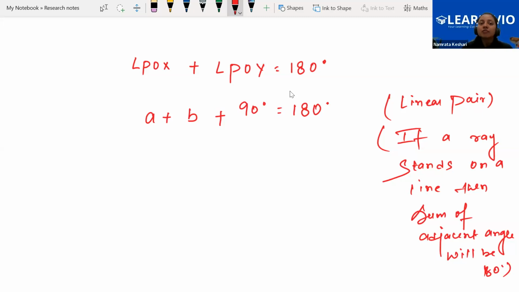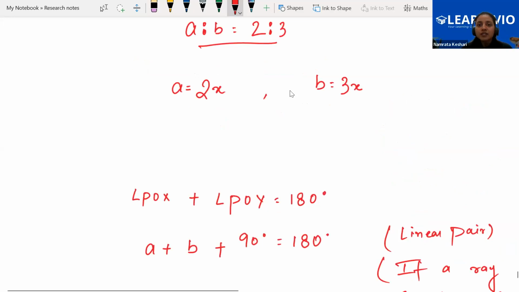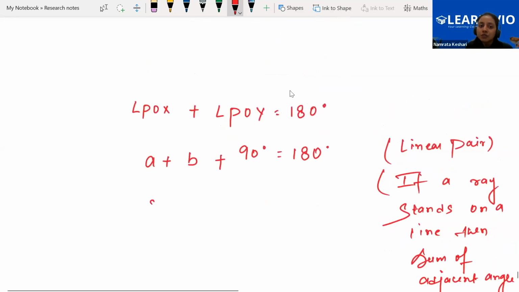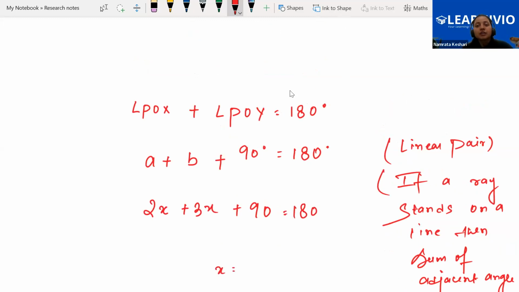Now A, we have already taken the assumption as 2x, and B, we have already taken the assumption as 3x. So it will be 2x plus 3x plus 90 is equal to 180. Now from here, please find the value of x. Please do it. Everyone, please do it.